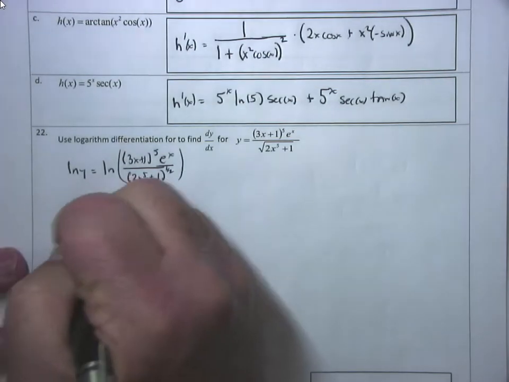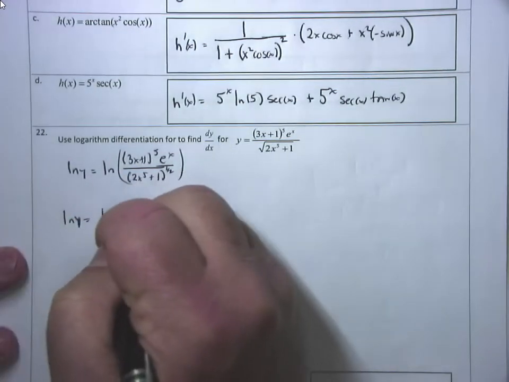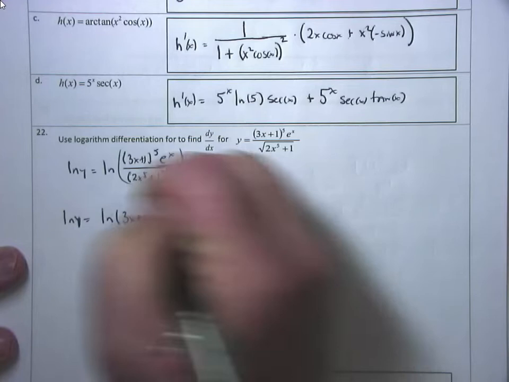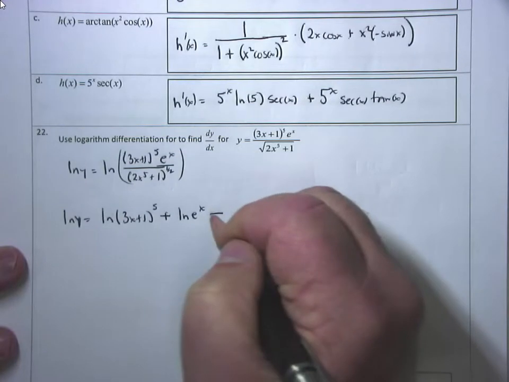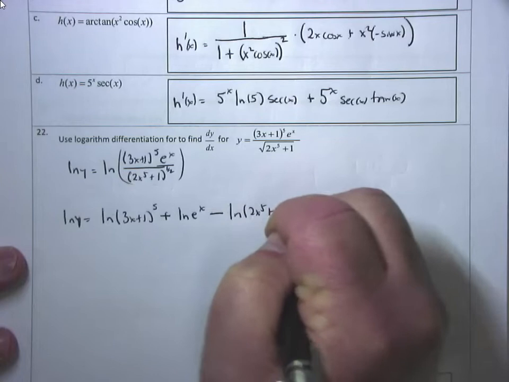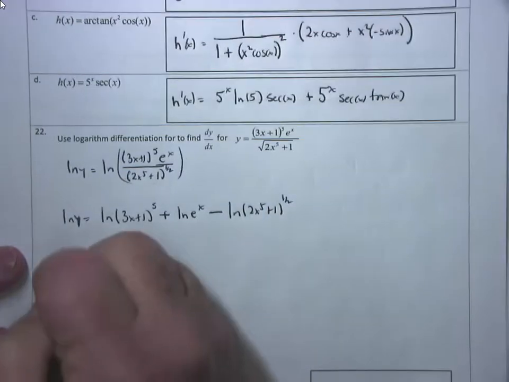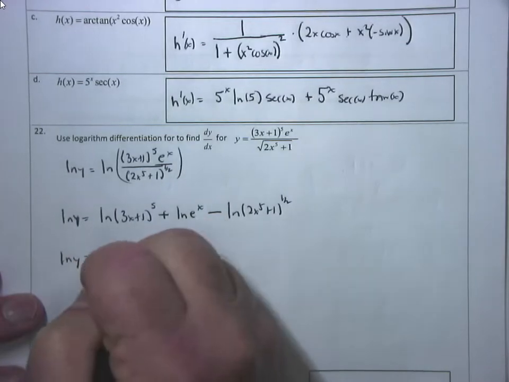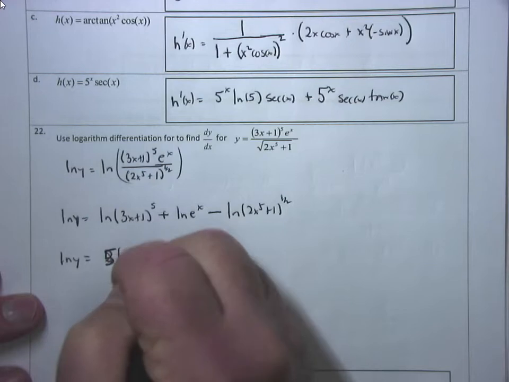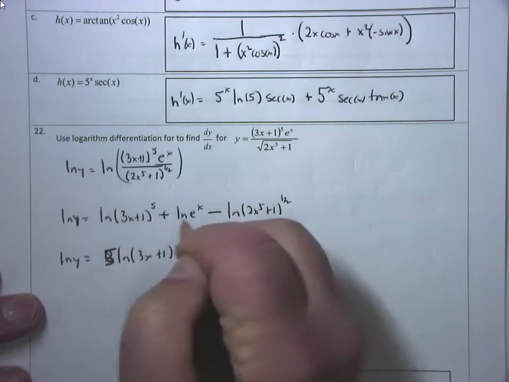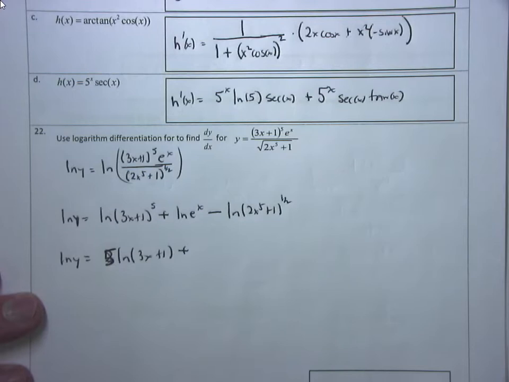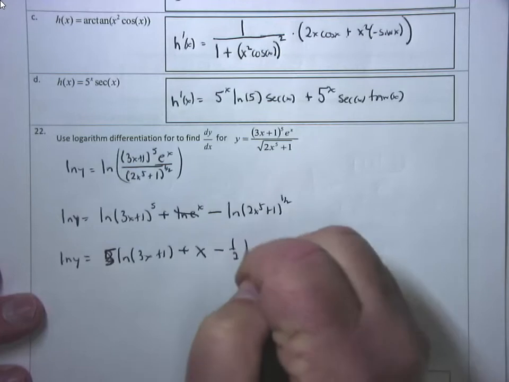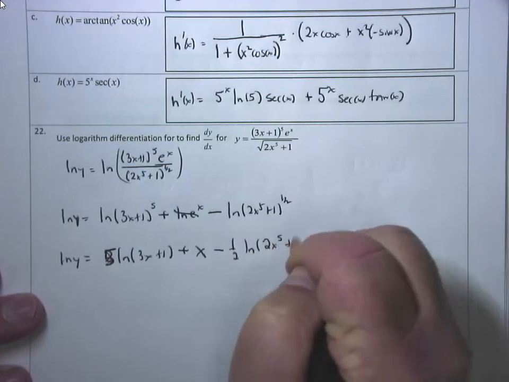So the natural log of y equals, multiplication turns into addition. That'll be the natural log of (3x plus 1) to the 5th plus the natural log of e to the x. And division turns into subtraction, minus the natural log of (2x to the 5th plus 1) to the half power. Keep cleaning them up because powers get to go out front. So this will be natural log of y equals 5 natural log of 3x plus 1 plus, what is the natural log of e to the x? Also known as, pretty much x. Natural log and e's cancel. Minus 1/2 the natural log of 2x to the 5th plus 1.